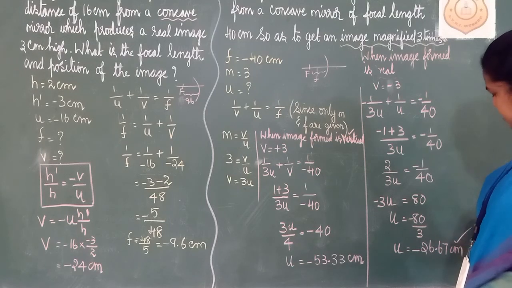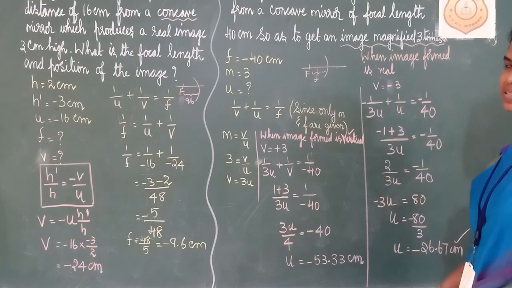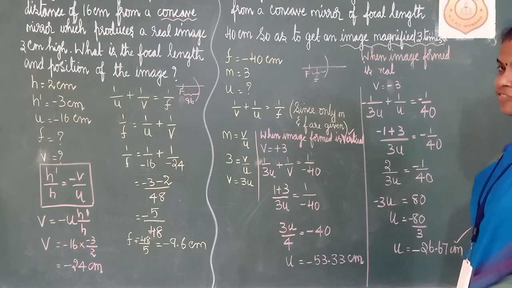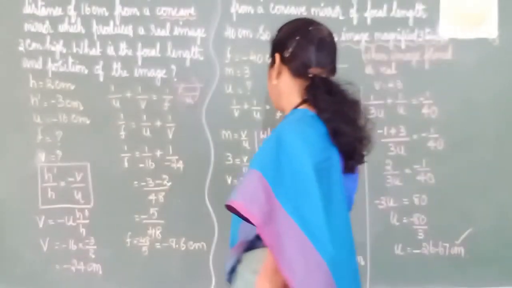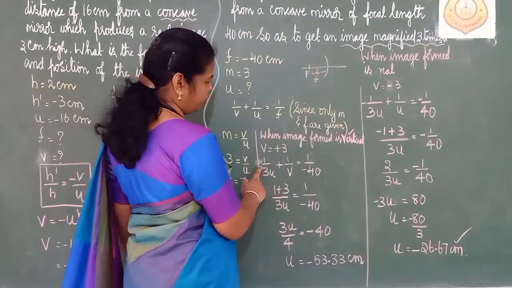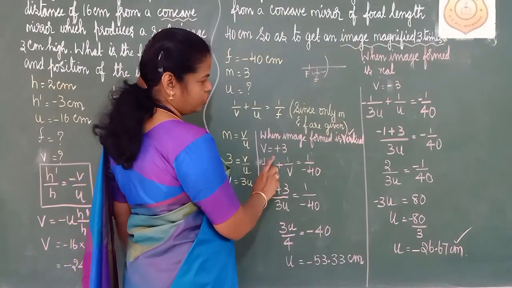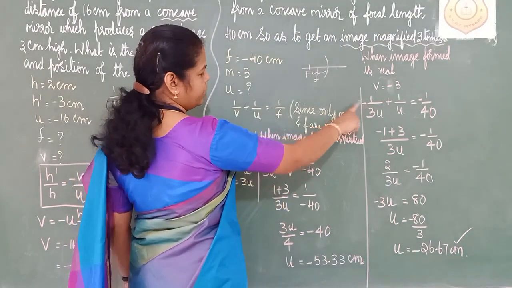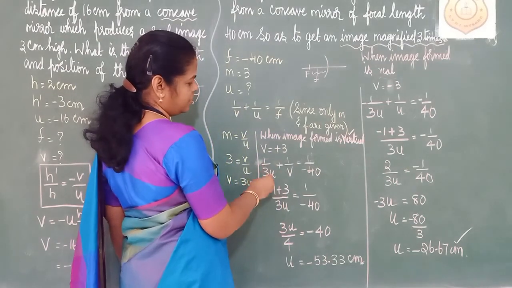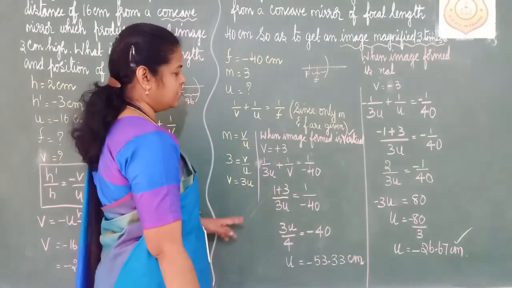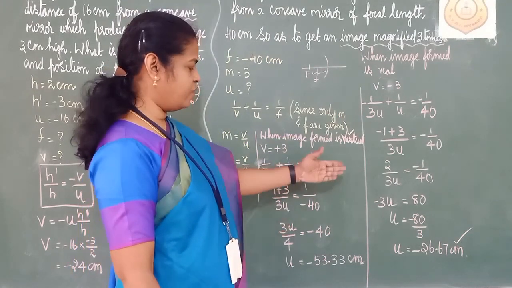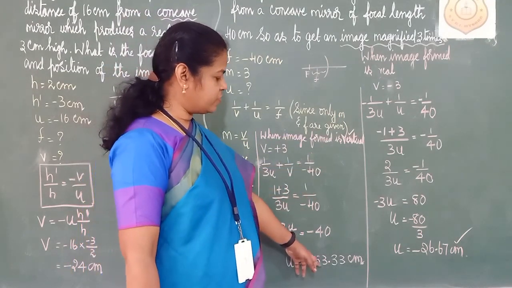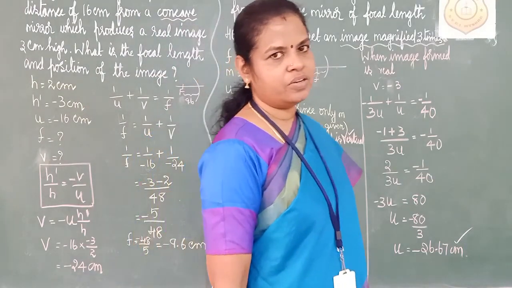That is in case it is minus 3. If we take it as plus 3, what happens? In the place of minus you will put only 3: 1 by 3u, no other changes. Here we have taken minus, here we have taken plus. If we take the same way, we will get the answer minus 53.33 centimeters.